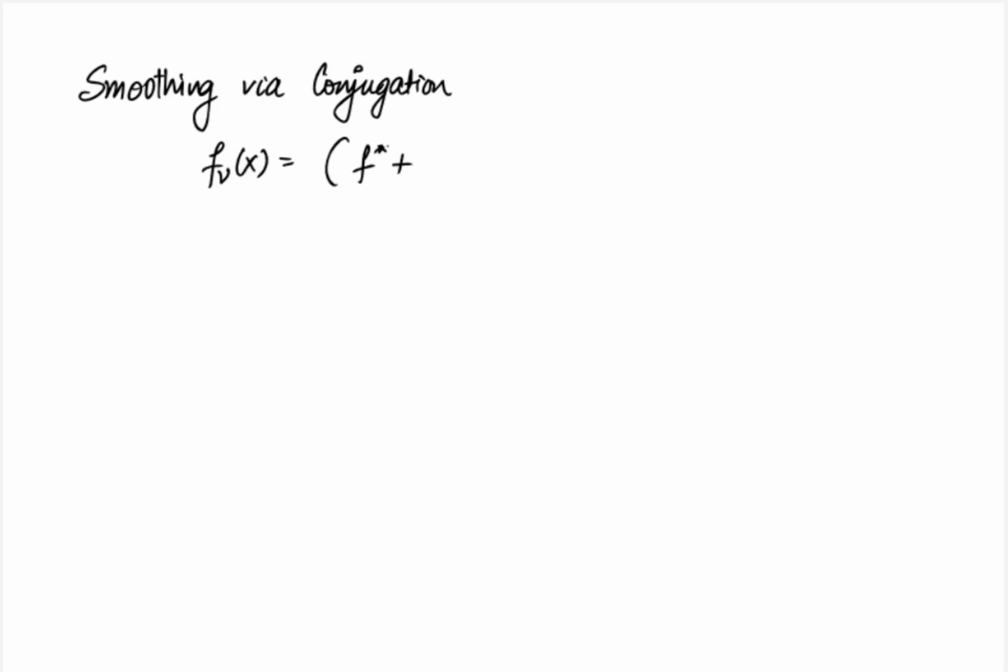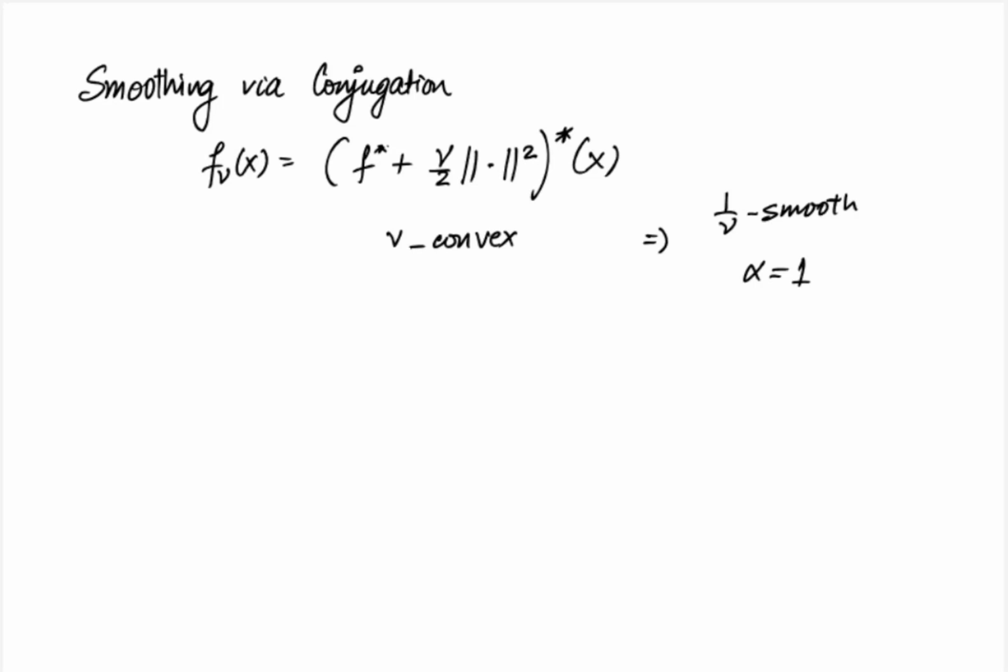Therefore, the conjugate subgradient theorem suggests another way to construct a smooth approximation. In order to make f smooth, we can add a strongly convex term to f star. So in other words, what we are saying is that f nu of x is equal to the conjugate of f star plus nu by 2 times the norm square. Now since f star is convex, f star plus nu by 2 norm square is nu strongly convex. Hence f nu is 1 by nu smooth. So here we have that alpha is equal to 1. To get beta, we can use the conjugate subgradient theorem.